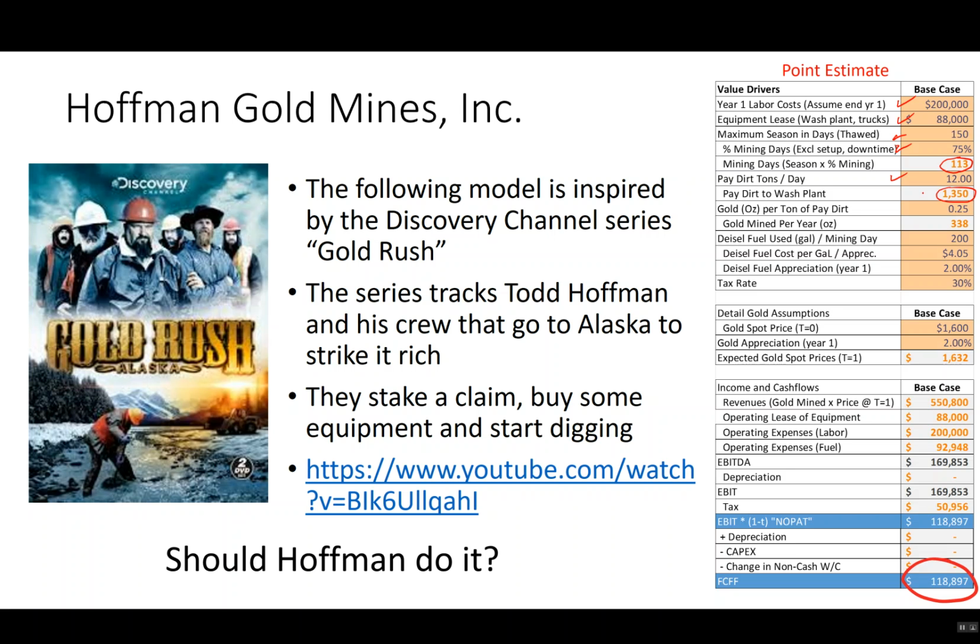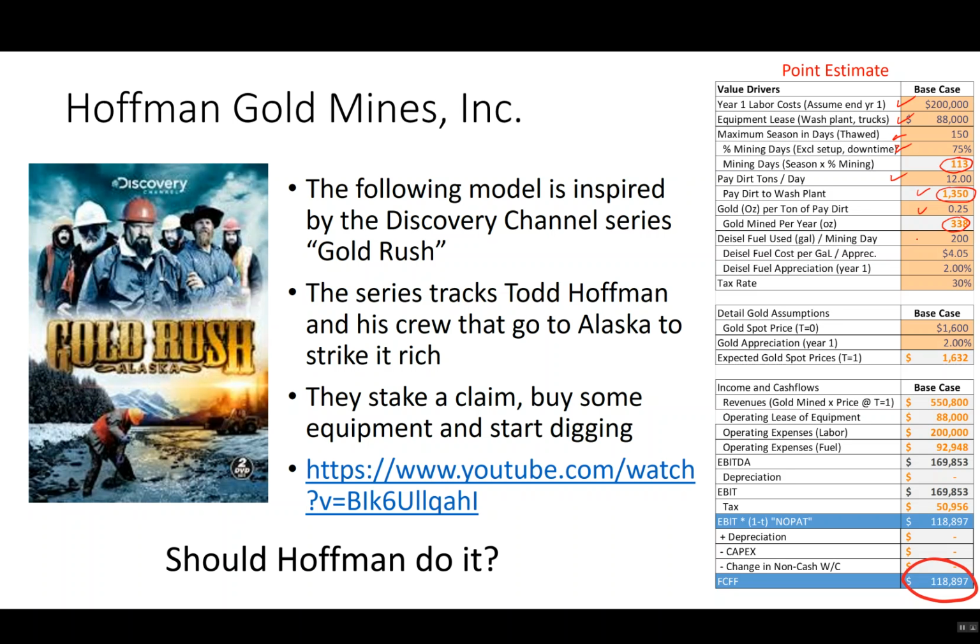So they'll get about 1,350 tons of pay dirt to the wash plant. They'll average 0.25 ounces of gold per ton of pay dirt, which means they'll get 338 ounces of gold in season 2.